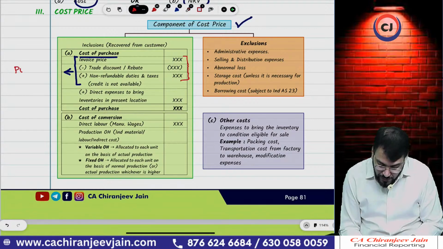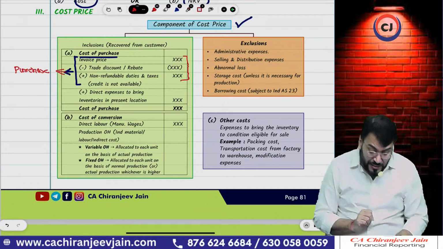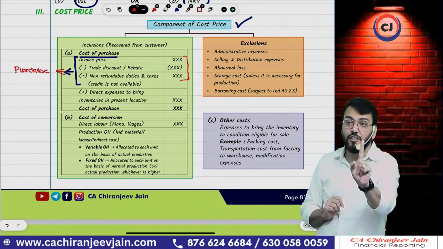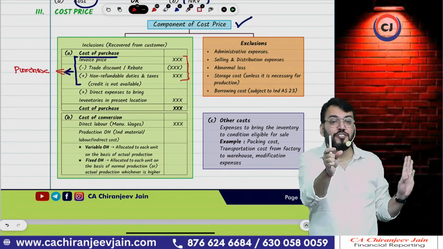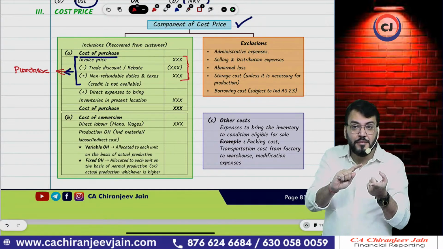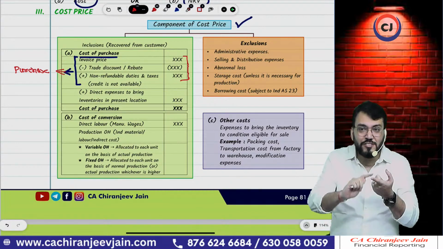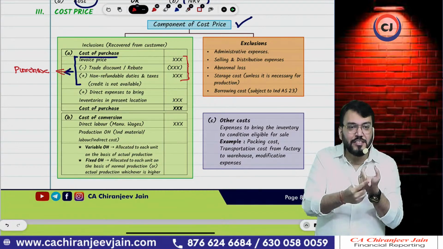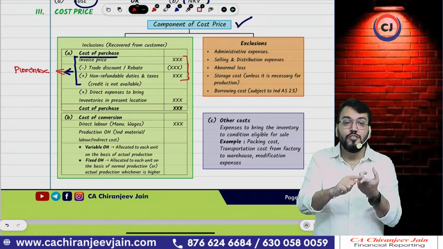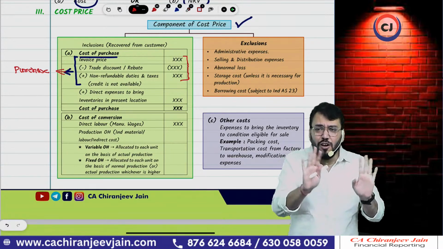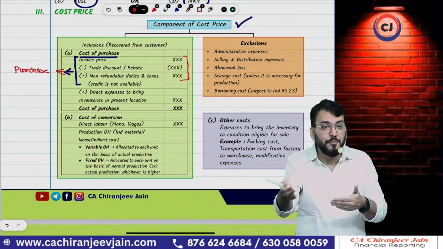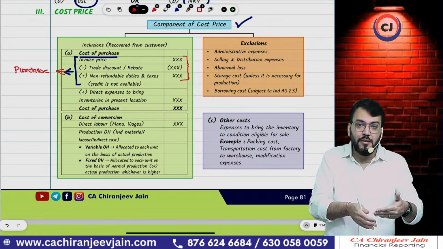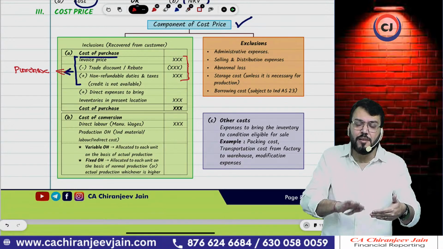So purchase price is this. If somebody asks you what is purchase price, not cost of purchase, purchase price and cost of purchase are different. Purchase price means invoice price minus trade discount or rebate plus non-refundable duties and taxes. Non-refundable duties and taxes means those for which credit is not available. For example, GST: if input credit is available, then it is refundable.